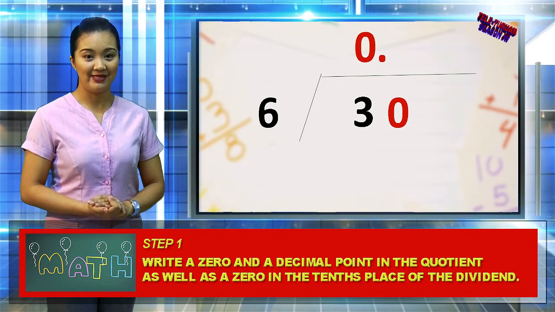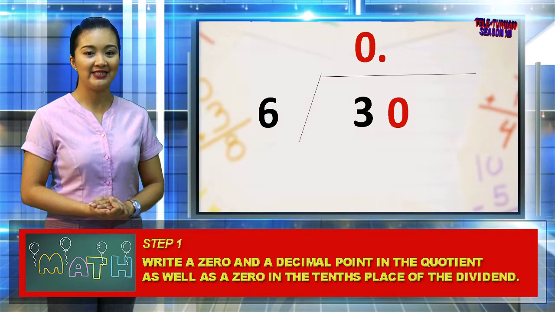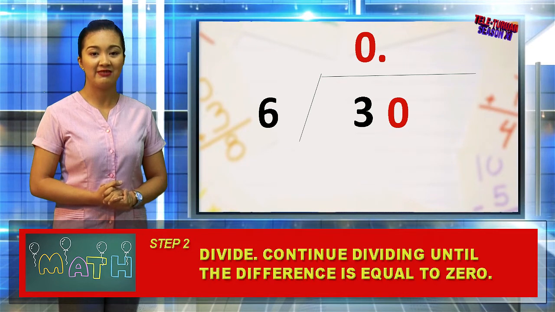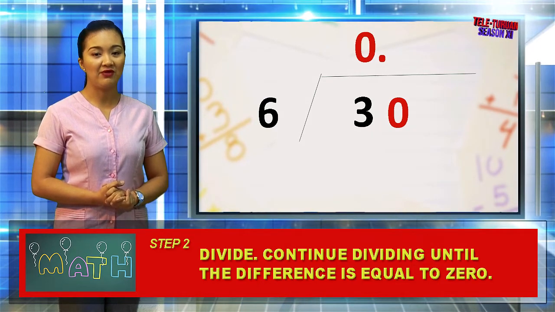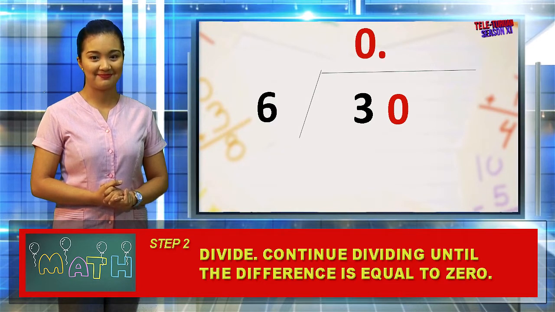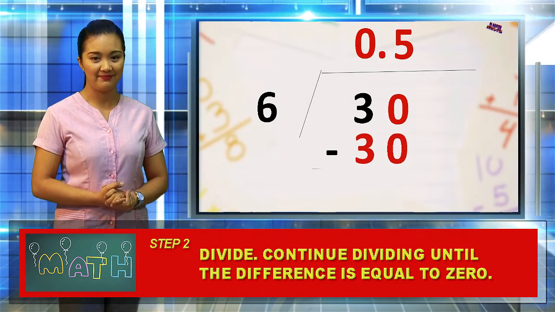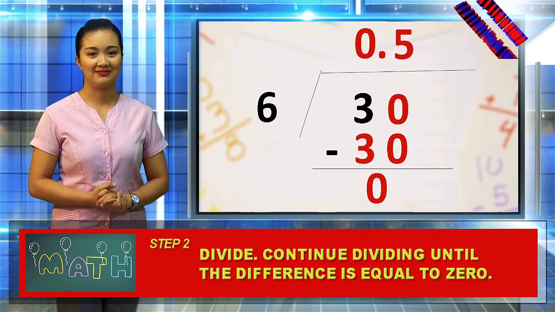We have 3 divided by 6. Let's write 0 and decimal point in the quotient and 0 in the tens place of the dividend, which is 3. Second step, divide. Continue dividing until the difference is equal to 0. Since we write 0 in the tenths place of the dividend, we can now divide 30 by 6. And that is 5. 5 times 6 is 30. 30 minus 30 is equal to 0. And the quotient is 5 tenths.